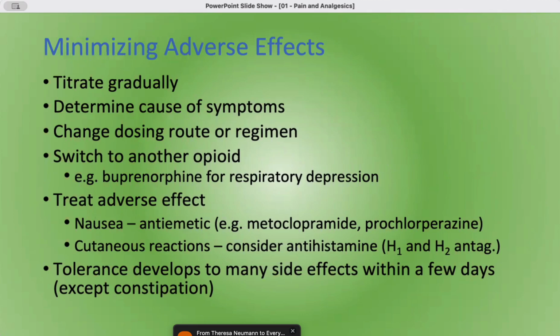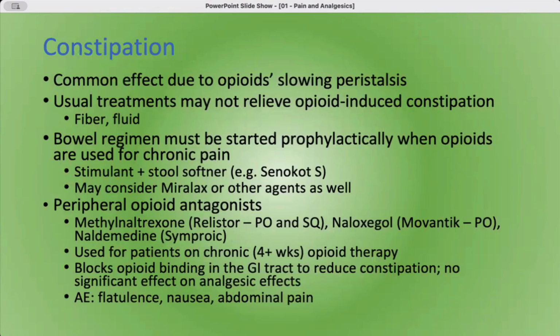Managing adverse effects: nausea with antiemetics, cutaneous reactions with antihistamines, and then constipation has to be more aggressively managed, especially if you'll be using opioids chronically. Really, the classic approach is to use a bowel regimen that consists of a stimulant and a stool softener. What the opioids do is both inhibit the peristalsis, the movement through the large intestine, as well as the secretion. So the stimulant plus stool softener combination, Senna plus Docusate, Senokot-S, is great for that.